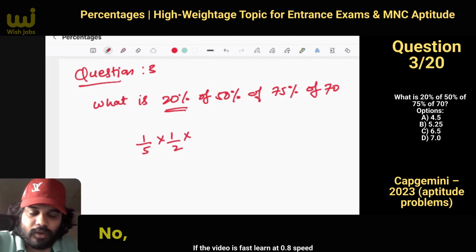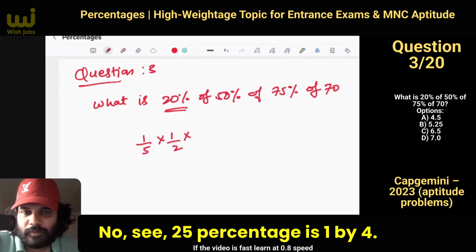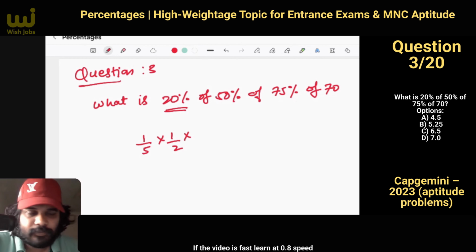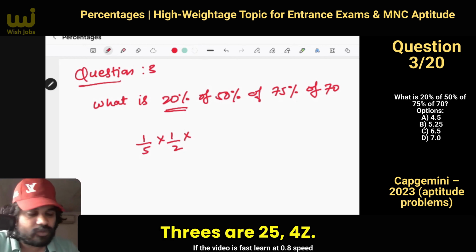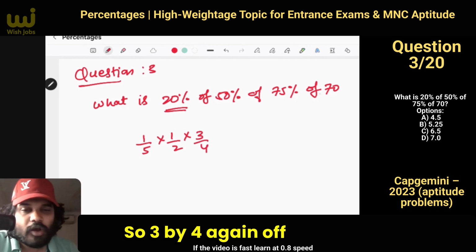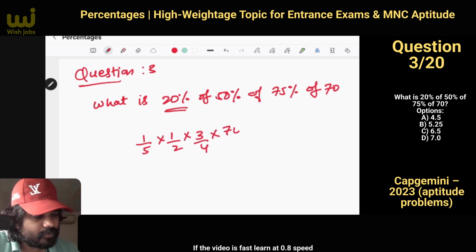It's 1 by 8. No, see, 25 percentage is 1 by 4. 75 percentage is 3 by 4. It is like 75 by 100. 25 3s are 75, 25 4s are 100. So 3 by 4. Again, of means multiplication into 70. This should be your answer.